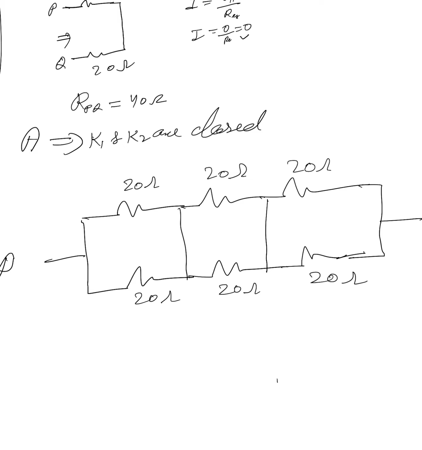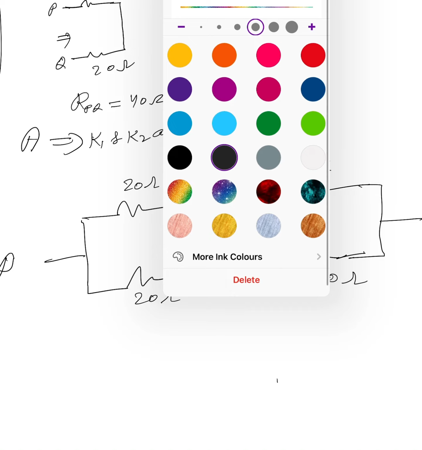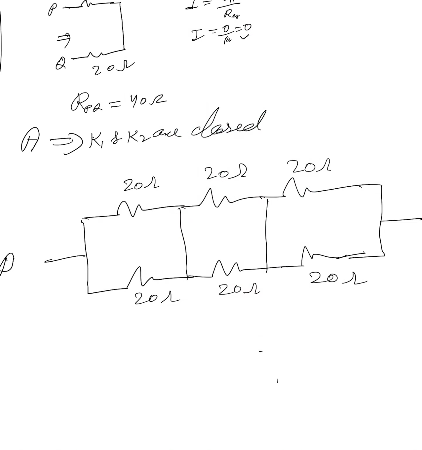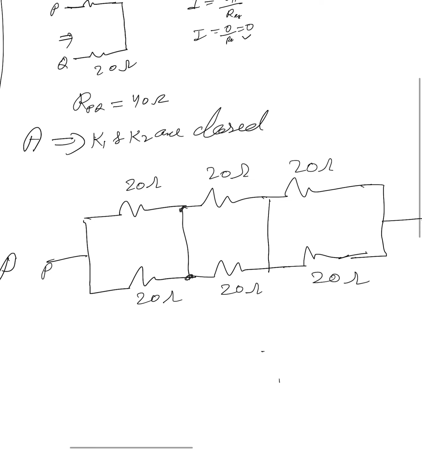Clear or not? So how can we do it? This is P and here Q. That point and that point, if this is 1 and this is also 1, that is 2 and that is also 2, because there is no voltage drop between these two. It means both are at the same potential. Same thing here also, both are at the same potential.